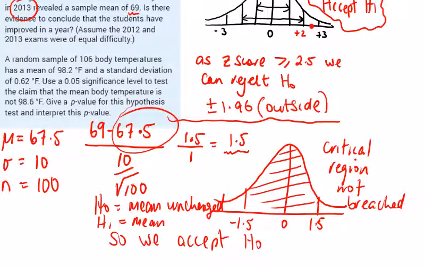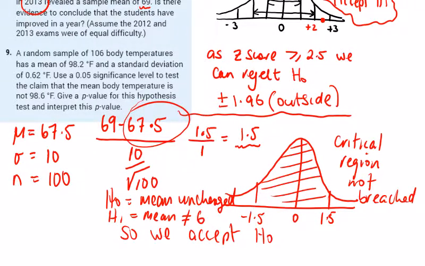So for H1, the mean is not equal to the 69, or sorry, the 67.5. But we don't have enough evidence to suggest that it's changed using a sample of 100 and finding an average of 69.